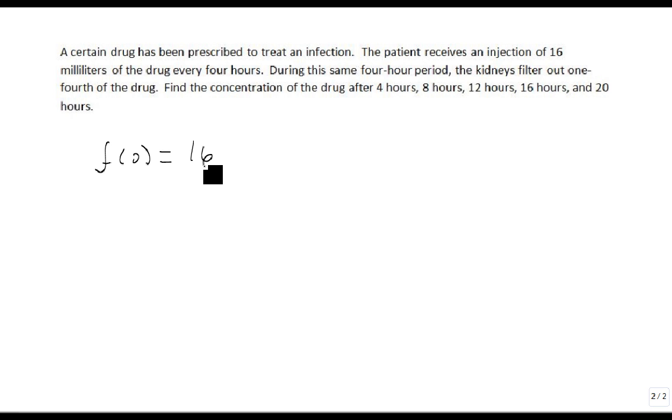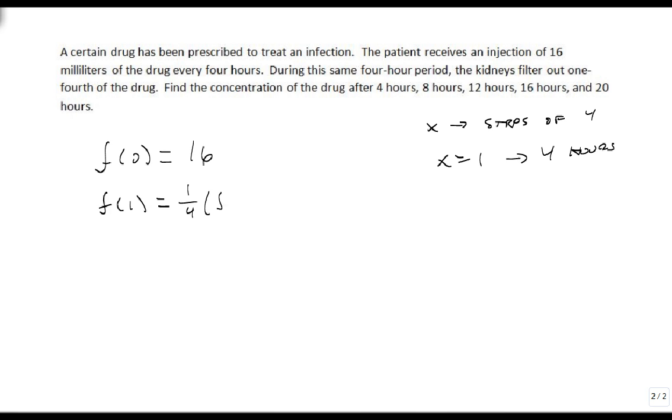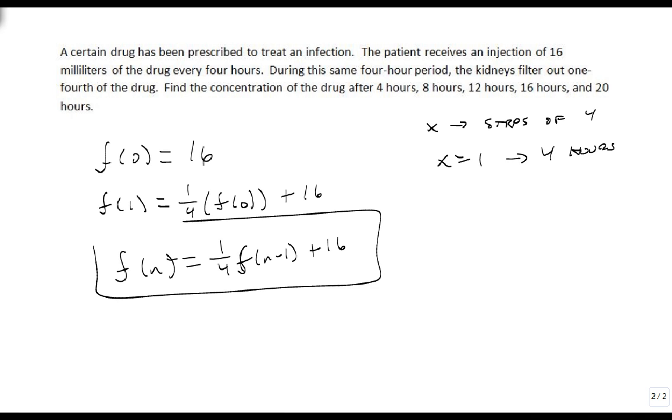But what happens from that point is that every 4 hours, so our x is going to be in steps of 4. So x equals 1 means 4 hours have passed. So f of 1 is going to be equal to 1/4 of f of 0 plus an additional 16. And this is what we mean by recursive. Notice that f of 1 depends on f of 0. In other words, f of n is equal to 1/4 of f of n minus 1 plus 16. So this is our recursive definition.